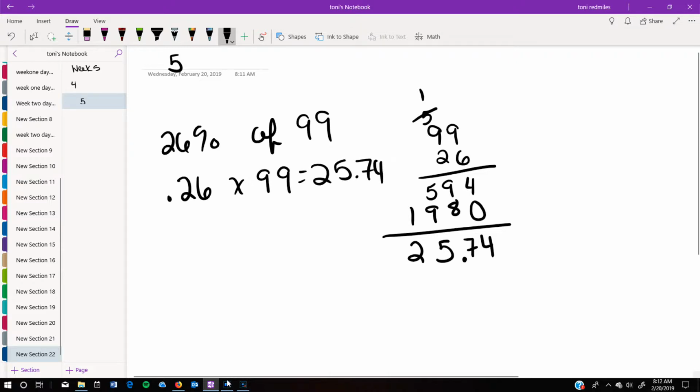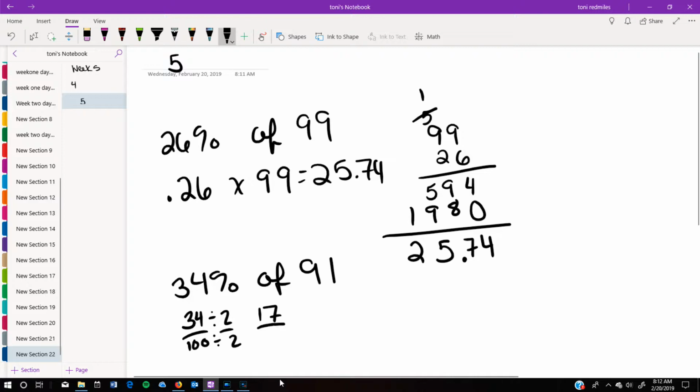25.74 is the answer. Now with number 6, I'm going to make it a fraction. So 34% of 91. Now 34 over 100, I'm going to reduce that. Can I take 4 into that? No. So 2 is what's going to go in it. So 2 goes into that 17 times over 50, and that's going to be multiplied by 91 over 1. It's just going to give me 50 on the bottom, and then I have to multiply that out.